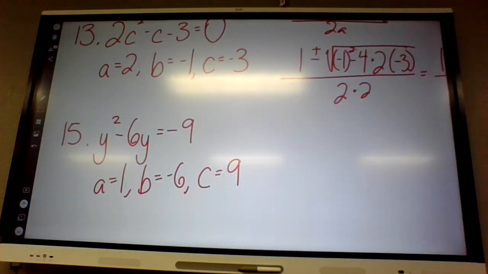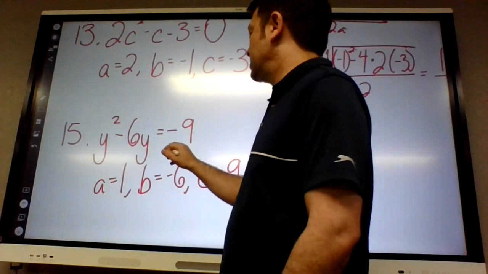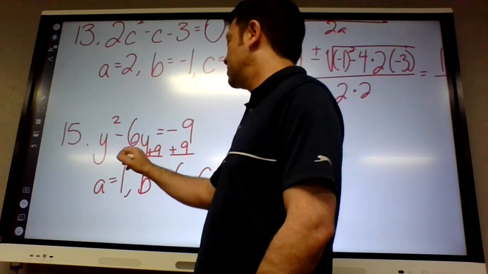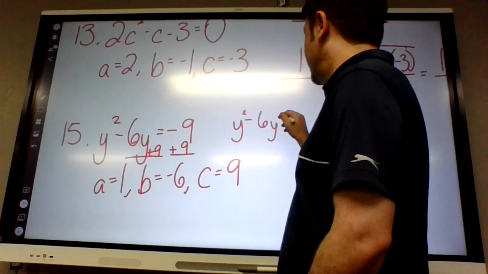Wait, so it's because it's after the equal? You have to add it to fix it. You're supposed to have a 0 over there, so you add the 9, so it's y squared minus 6y plus 9. Gotcha.